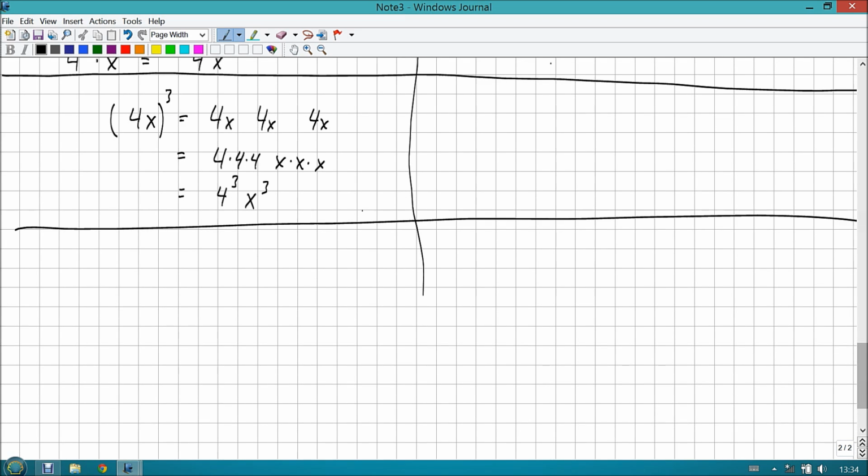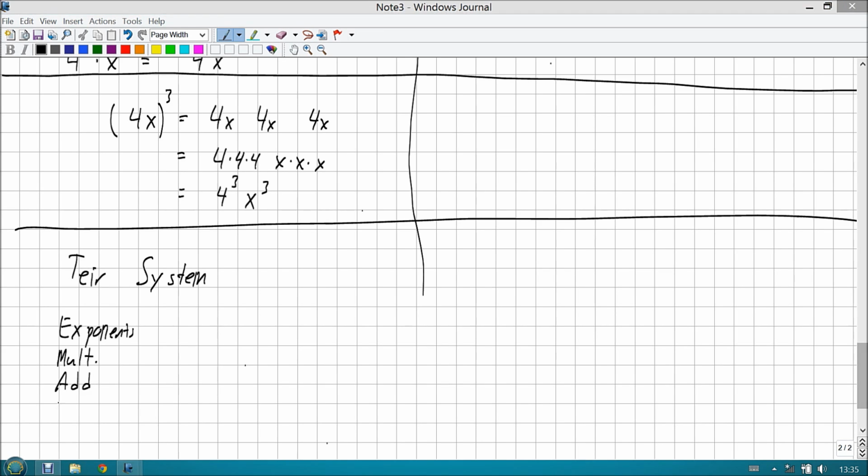Alright, and that's all of our properties. Now, an easier way to remember these things is what I call the tier system. By the way, this isn't in your textbook, so I would recommend writing it down. The highest thing that we can do is exponents. And an exponent is multiplication over and over again. Multiplication is addition over and over again. And then underneath addition would be nothing. So I'm going to write that down, nothing.